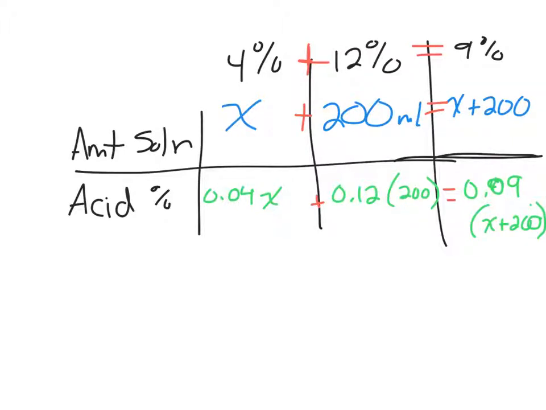There we go. So there's our linear equation down there at the bottom, written in green. We've got 0.04x plus 0.12 times 200 is equal to 0.09 times (x plus 200). So I'm going to go ahead and solve the original question by creating this table, very similar to what we did with our interest rate formula.